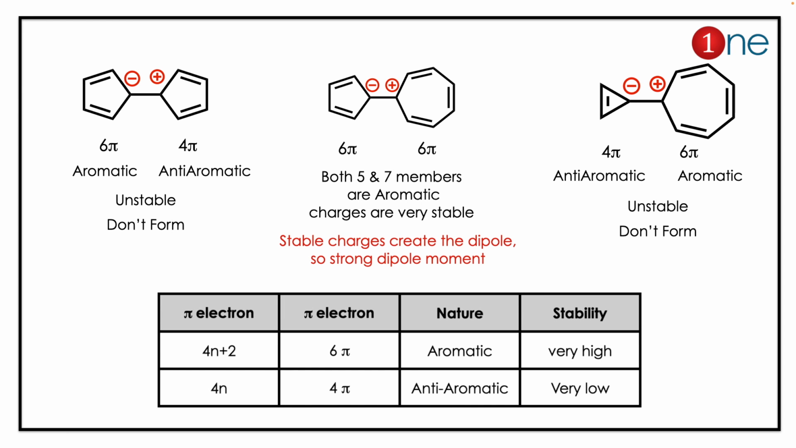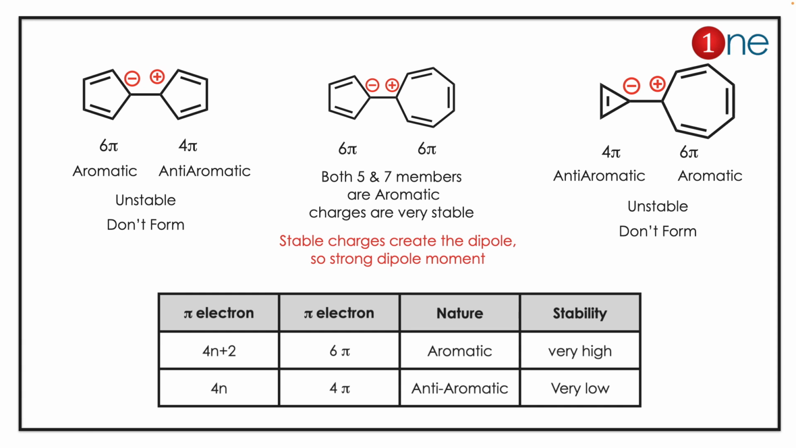The answer lies in the aromaticity. Aromaticity is the most stabilizing factor you should know. For aromaticity, you should follow the Huckel rule. For the Huckel rule, you should know 4n plus 2 and 4n electrons. 4n plus 2 pi electrons are aromatic, 4n pi electrons are anti-aromatic. Here you have 6 pi and 4 pi electrons. 4 pi are anti-aromatic, 6 pi are aromatic.